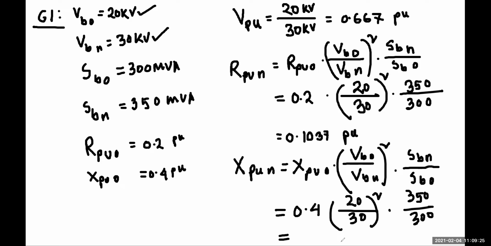So how much you got? You got 0.2074 per unit. Understood, everyone? Yes, sir. So this is for G1.